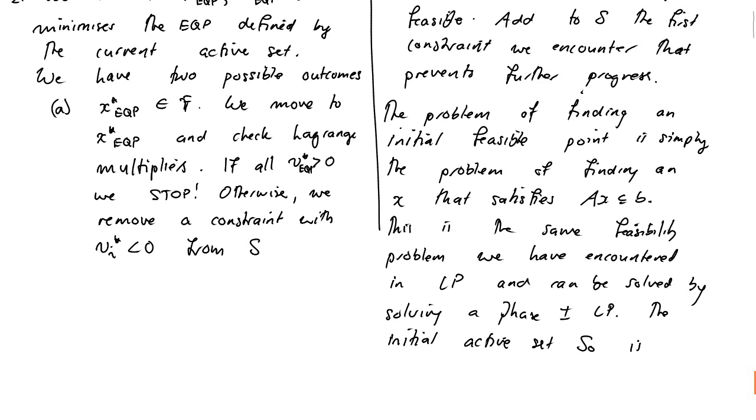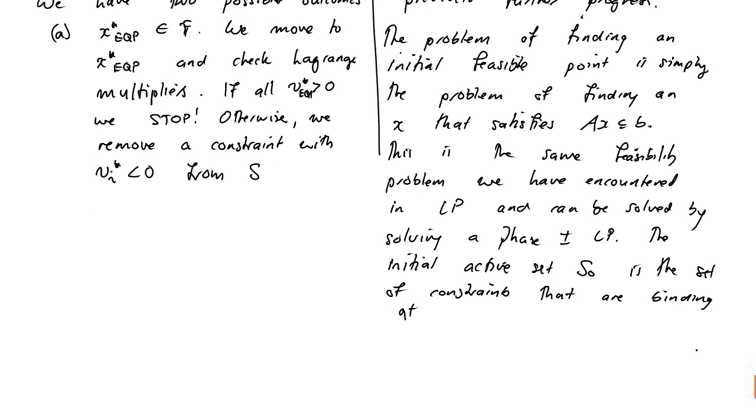So the initial active set is the set of constraints that are binding at x0, that hold with equality. So we can use our linear programming techniques that we already know about to find ourselves an initial feasible point and an initial active set.